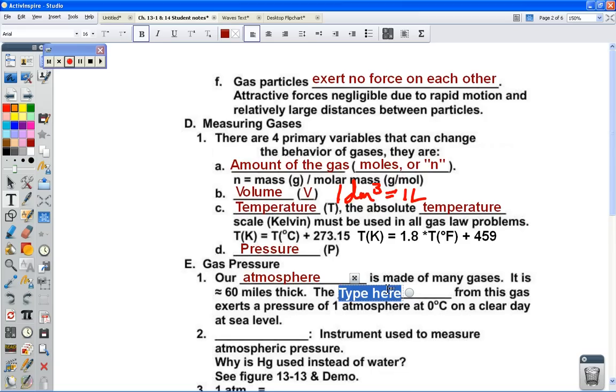The force of gravity from this gas exerts a pressure of one atmosphere at 0 degrees Celsius on a clear day at sea level. So imagine the nicest day in Pismo or Morro Bay, beautiful and clear, but cold. It is freezing outside, 0 degrees Celsius. The air pressure will be one atmosphere.